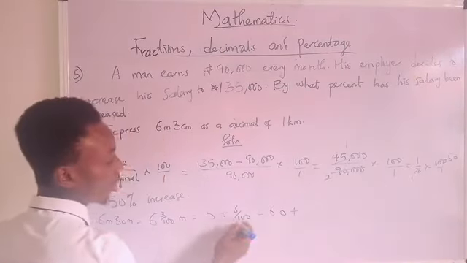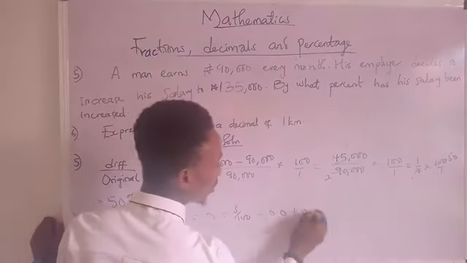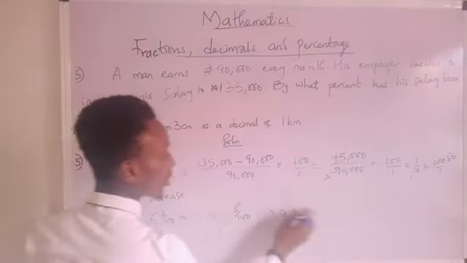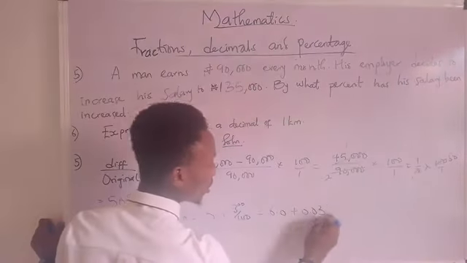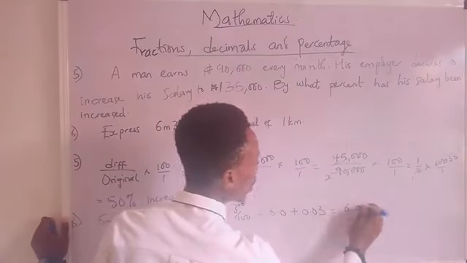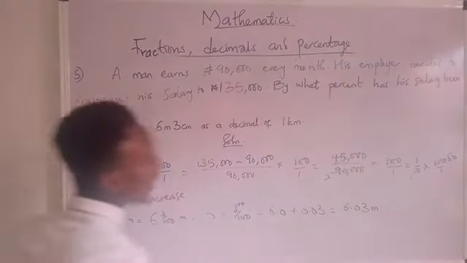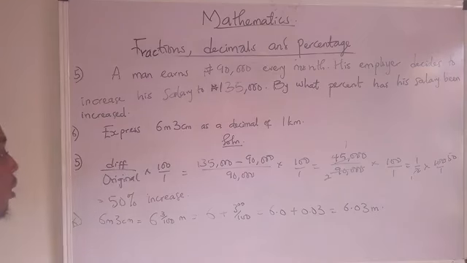So, which is 6.0 plus 0 point, 100 into 3 is not possible, so you write 0 point, put a 0 at the back. 100 into 300 is 3. So this is 6.03 meter. Now write this as the decimal of 1 kilometer.